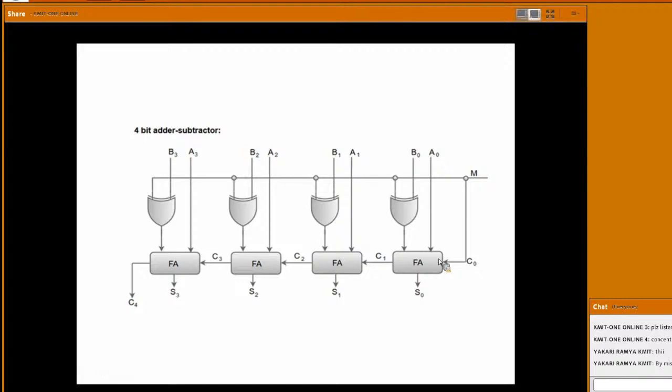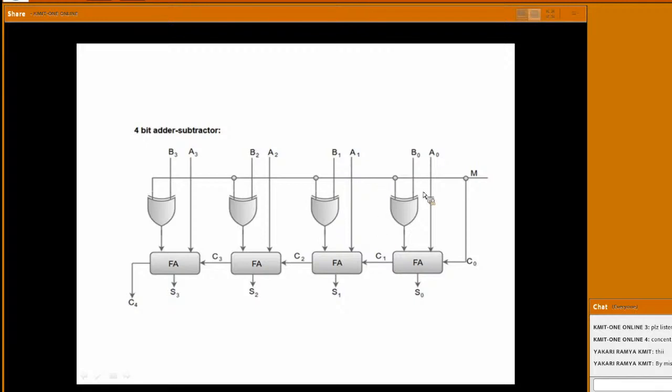Your full adder should have 3 inputs and it will generate 2 outputs. The output of one full adder will be given as input to the next full adder, right? So what are the inputs to the full adder? Here again I am considering 2 registers A and B. The A register has bits from A0 to A3. The B register has bits from B0 to B3.